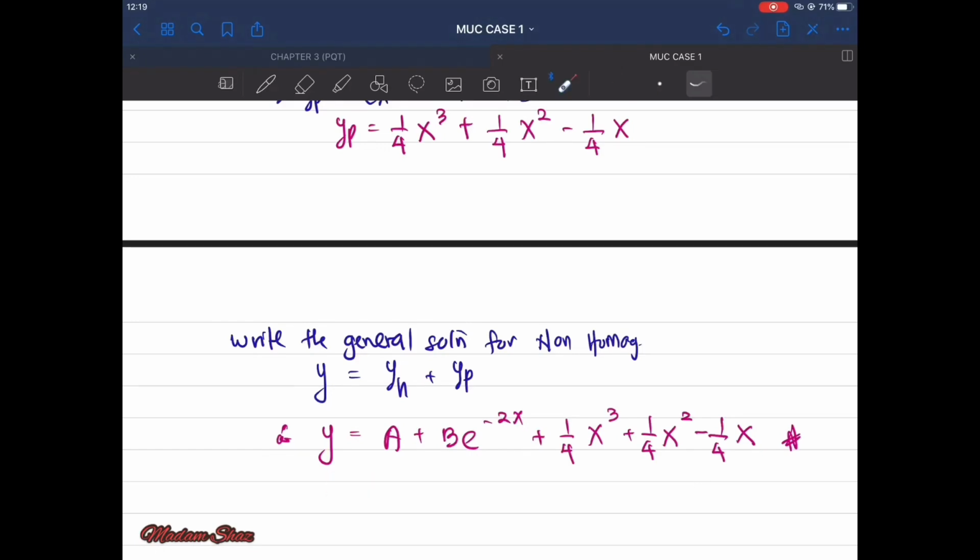Okay, so if you are given the initial condition, that means you have to proceed to find the value for A and the value for B.